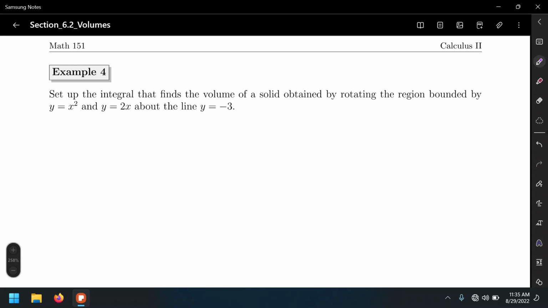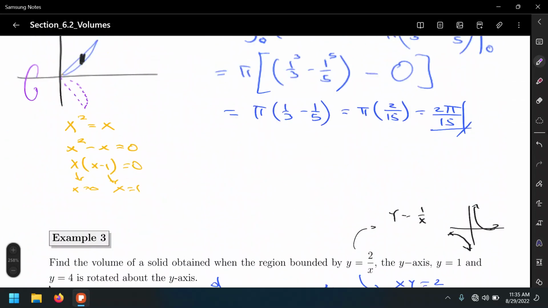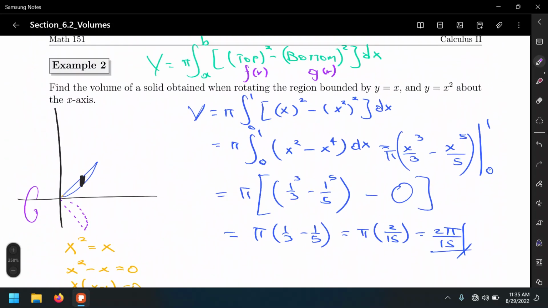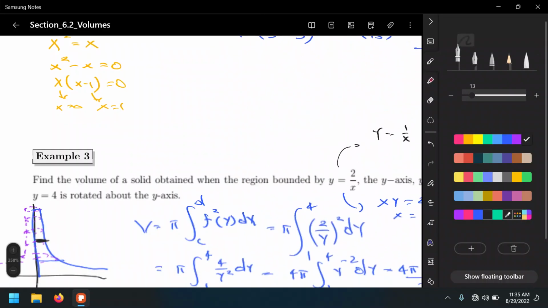Okay. Set up the integral that finds the volume of a solid obtained by rotating the region bounded by y equals x squared and y equals 2x, but in this case, about the line y equals -3. So it's no longer the x-axis, it's no longer the y-axis. In the previous couple problems, when we rotated about the x-axis, that was the line y equals 0, isn't it? Now we're going to do the rotation about a different axis.